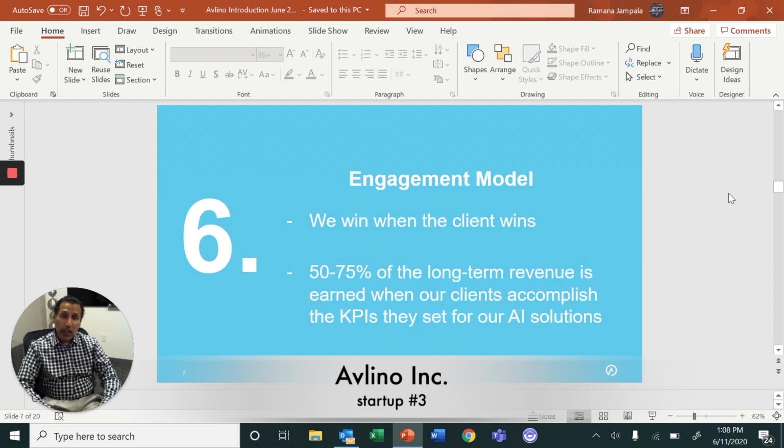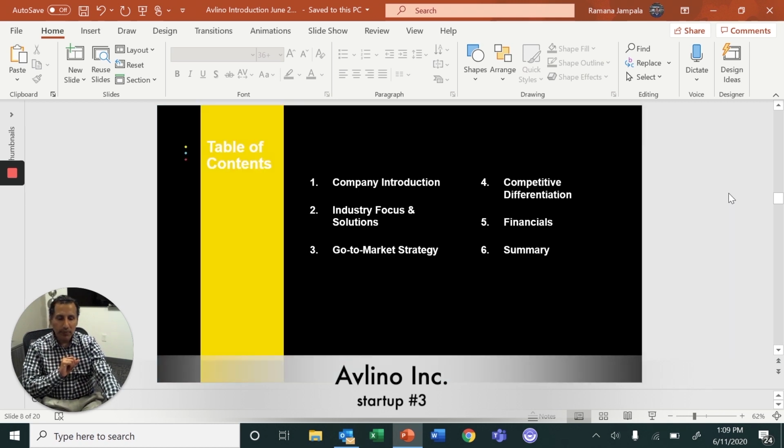That leads to the last point, the engagement model, which is how do we engage our clients? We engage in a "we win when you win" kind of mantra, which is up to 75% of the revenue for Avlino is recognized when the operational KPIs that are set together with the client are accomplished. That's when we get 50 to 75% of our revenues. So we win when our customer wins.